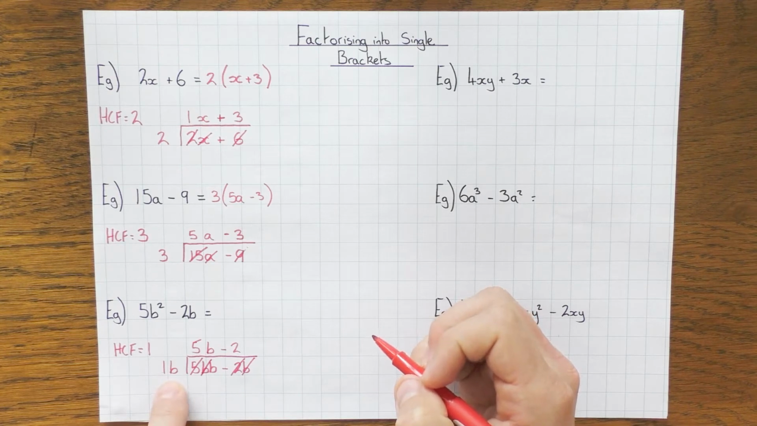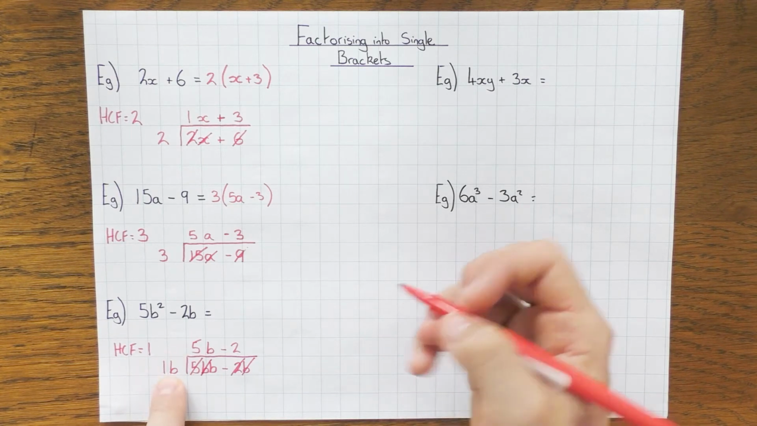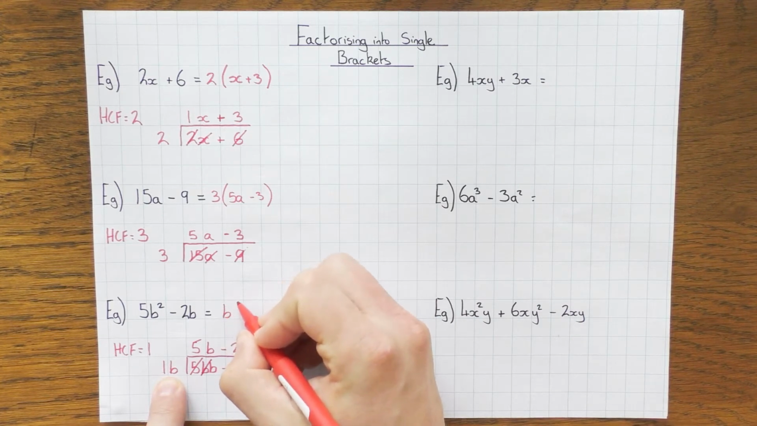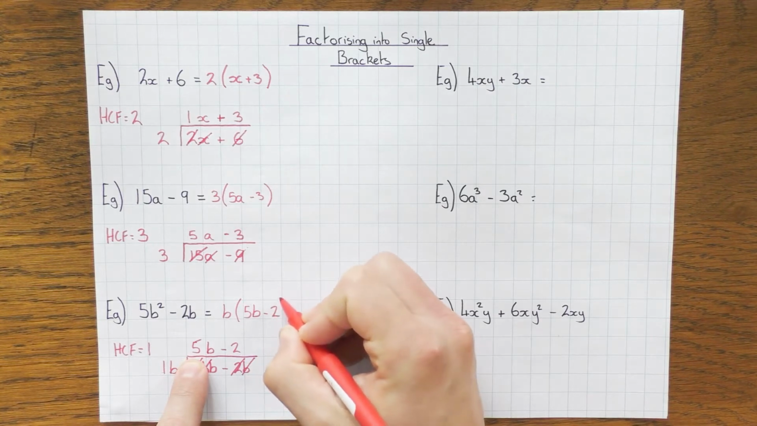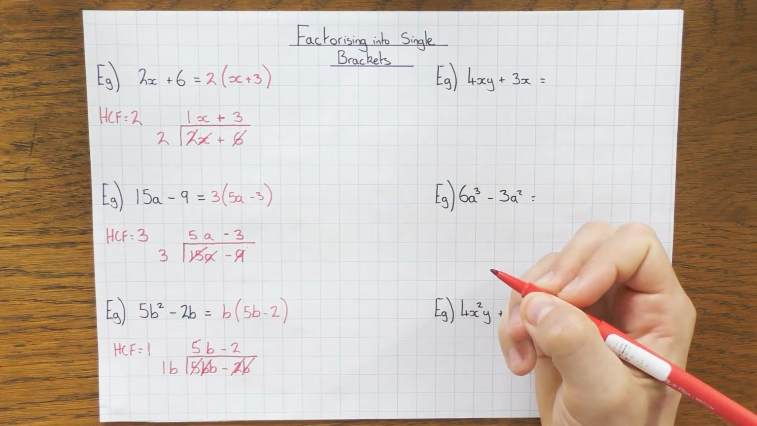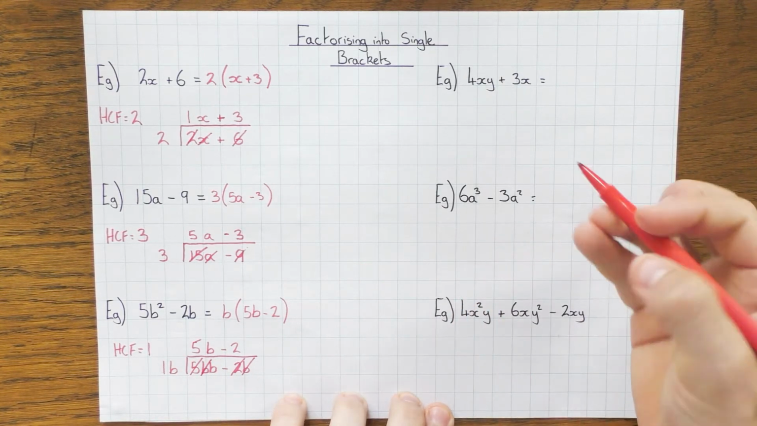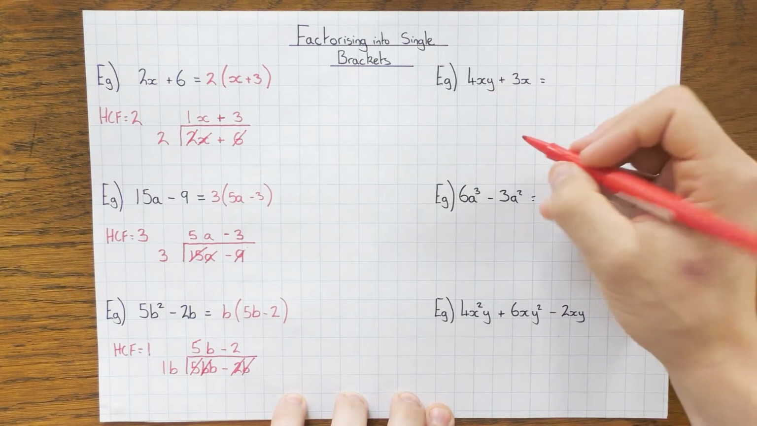So again, let's write our final answer. I've got 1b on the outside, but again, 1b can be simplified to just b, and then I have my 5b minus 2 that was left on the top to go inside my brackets like so. Let's have a go at this one.